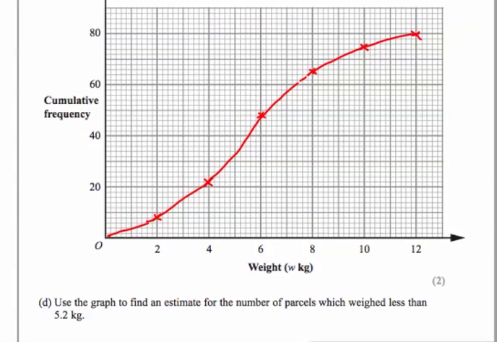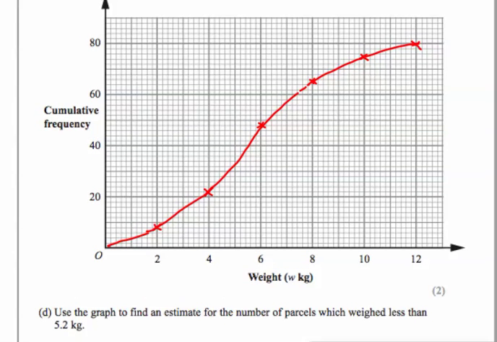Now it says use the graph that we've just drawn to find an estimate for the number of parcels which weighed less than 5.2 kilograms. 5.2 kilograms is here. So I'm going to go up from there, and when I hit the curve, I'm going to go along. So we're going from there to there, and then we're going that way. And I make that about 36. I'll say about 36.